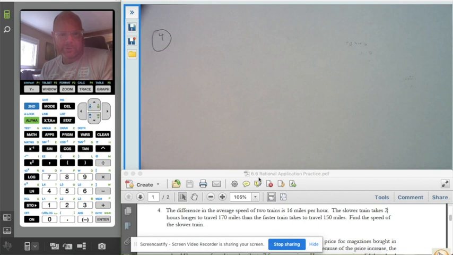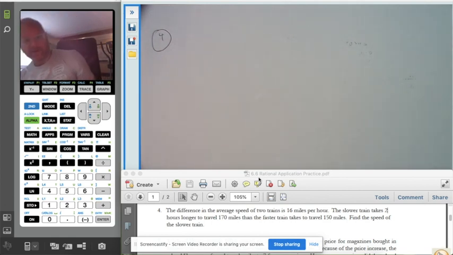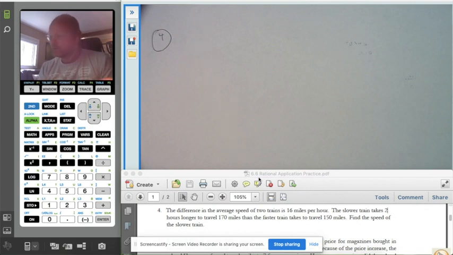All right, here goes number 4. The difference in average speed for two trains is 16 miles an hour. The slower train takes 2 hours longer to travel 170 miles than the faster train takes to travel 150 miles. Find the speed of the slower train. Okay, so we've got two different trains. One of them's faster, one of them's slower. All right, and they're asking us to find a speed.